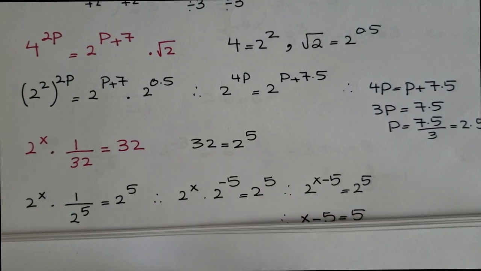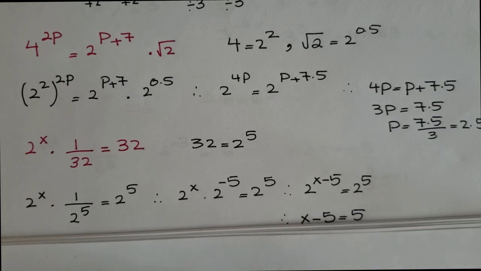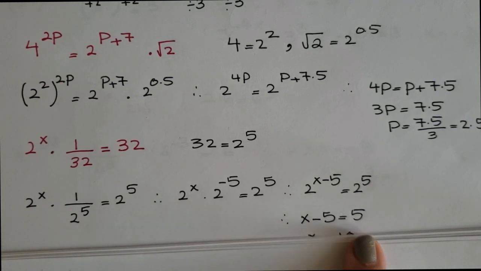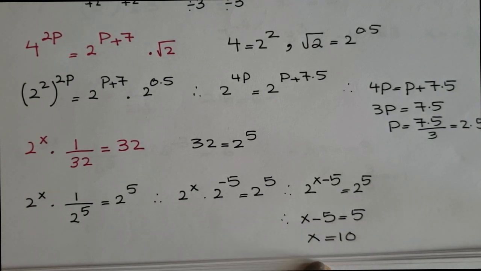Bases are the same? Exactly. Exponents must be the same. So x minus 5 should be equal to 5, which means x is equal to 10.